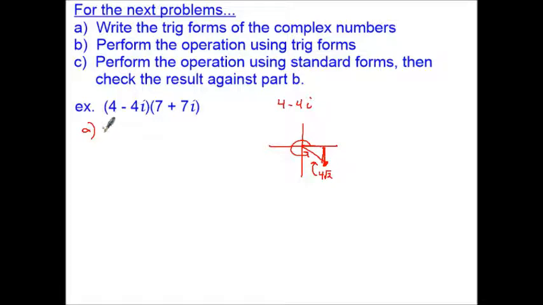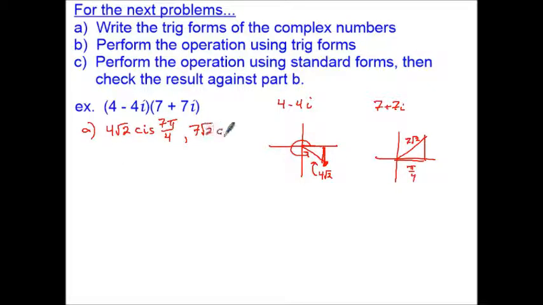So this works out to be 4 root 2, my r, and then good old cis of 7 pi over 4. Then the other half of that is 7 plus 7i. Conveniently, these are the same number twice again. So I'm going 7 to the right and 7 up. Finishing my triangle gives me 7 root 2 as the hypotenuse, and this one works out to be a very nice pi over 4 angle. So the other half is 7 root 2 cis of pi over 4. There's your answers to part A.